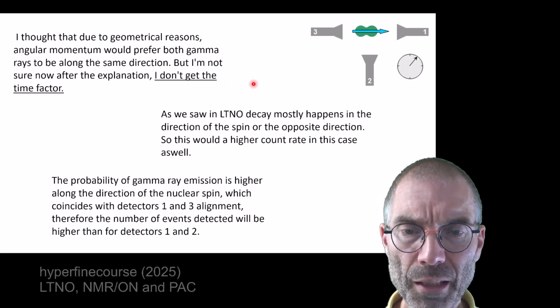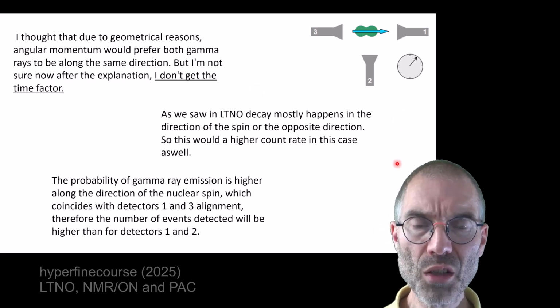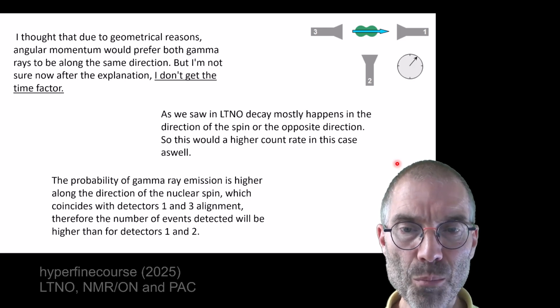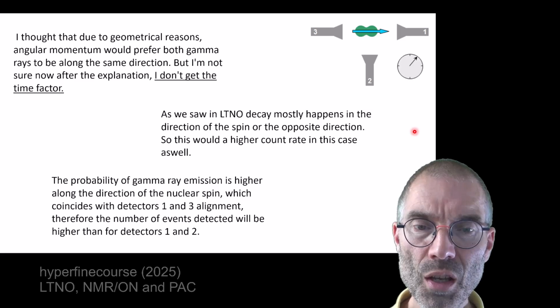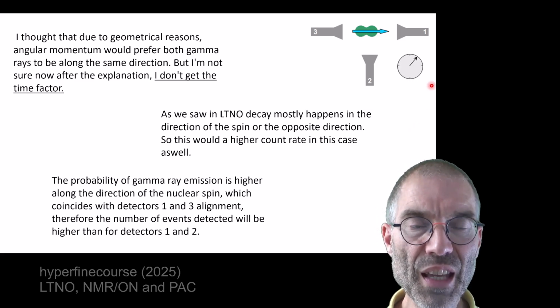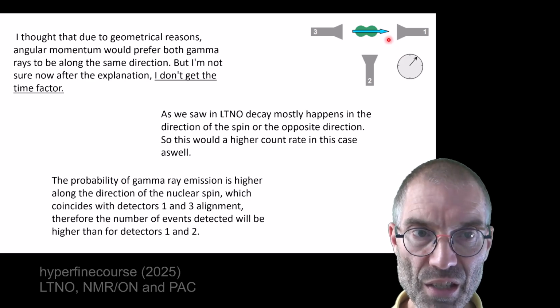Okay, let's keep that in mind. See what the second answer says. As we saw in low temperature nuclear orientation, decay happens mostly in the direction of the spin or the opposite direction. So this would cause a higher count rate in this case as well. And indeed, that's the correct reasoning.